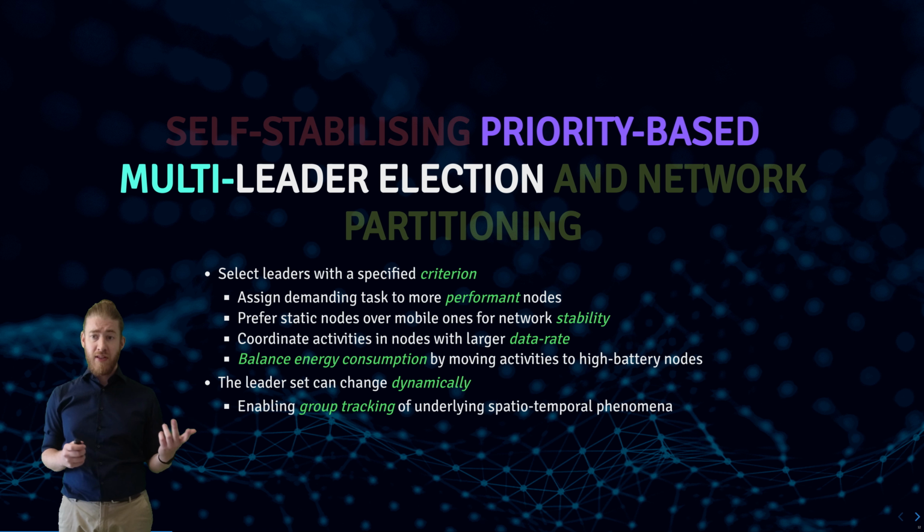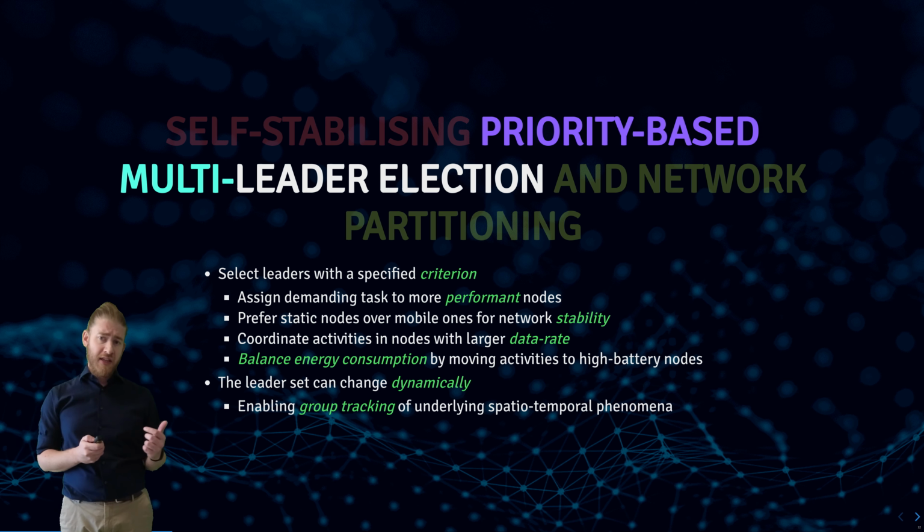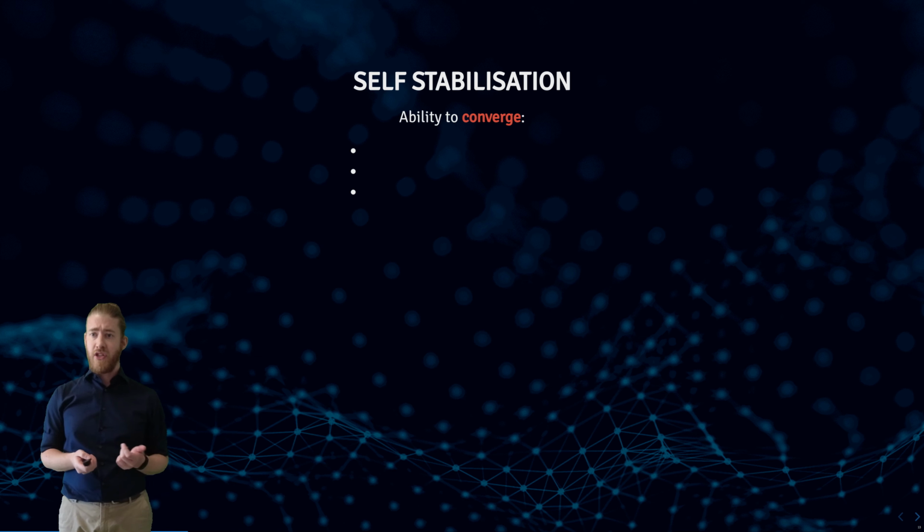I exemplified with the battery level, but of course it may be that some nodes are static and others are mobile, or it could be that some are computationally better equipped, or with a cable versus mobile network, or better positioned in a network of peers. There are plenty of reasons why someone could prefer to select some nodes over others. Then the next keyword is self-stabilization.